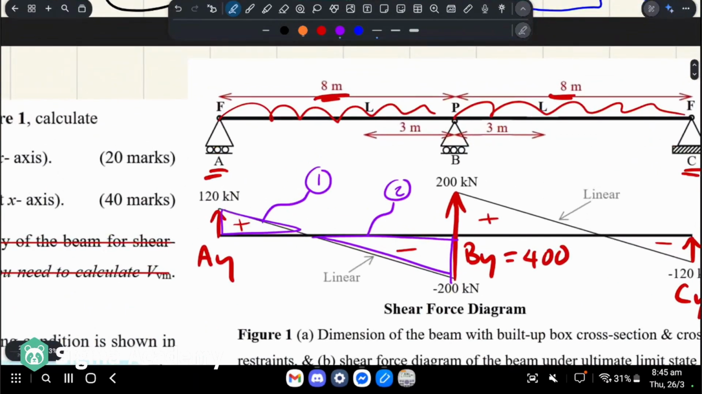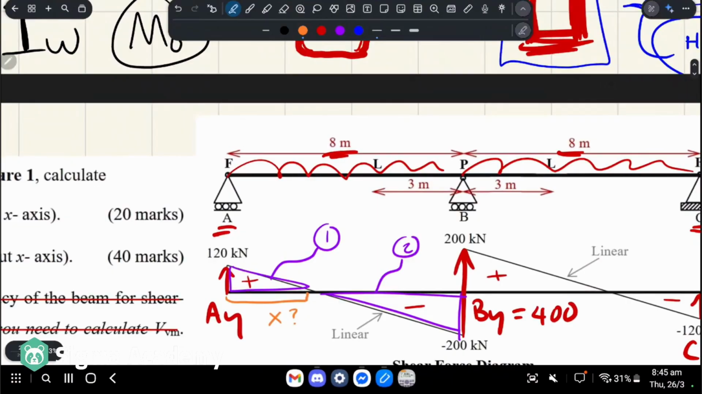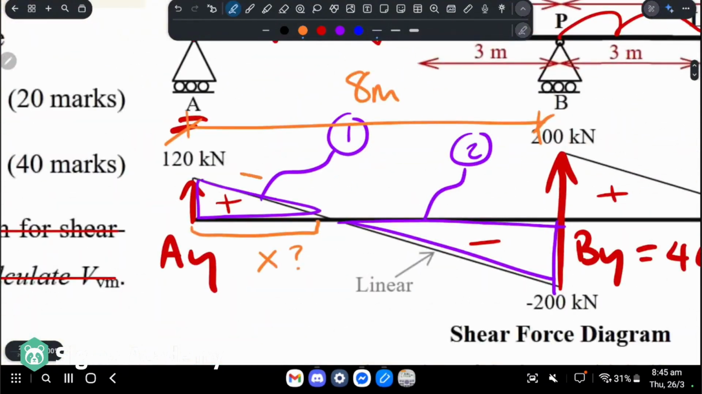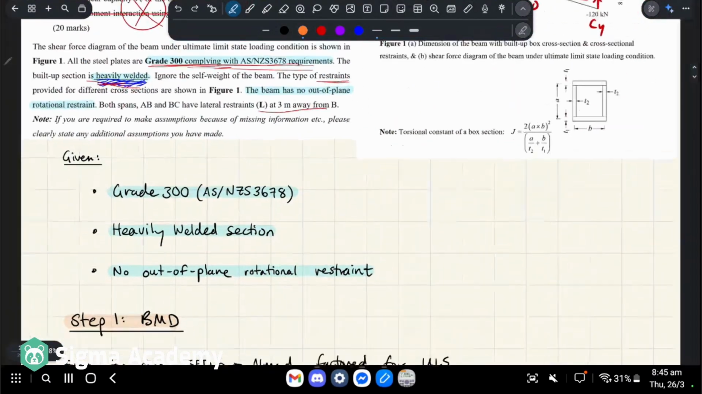But what you'll find is that the first thing we need to know is this distance, which we'll call x. Like, we don't know what this distance is of this triangle. We know that the entire length is 8 meters, okay? But the way that we work this out is we use similar triangles, okay? So we say that this slope of the first triangle is equal to the slope of the second triangle, okay?